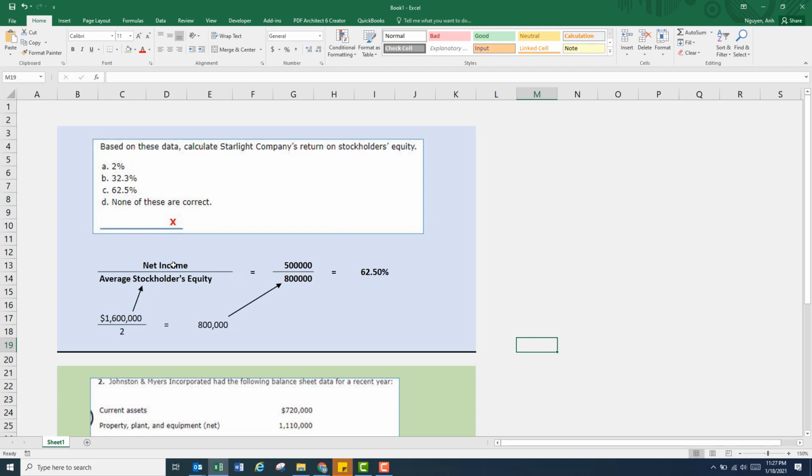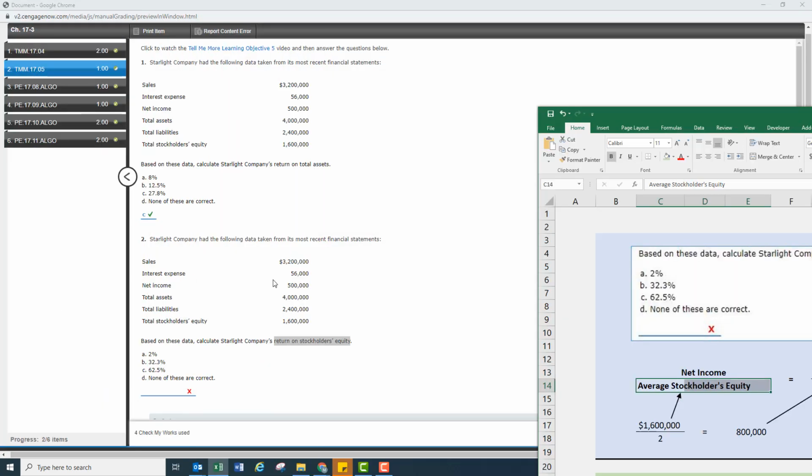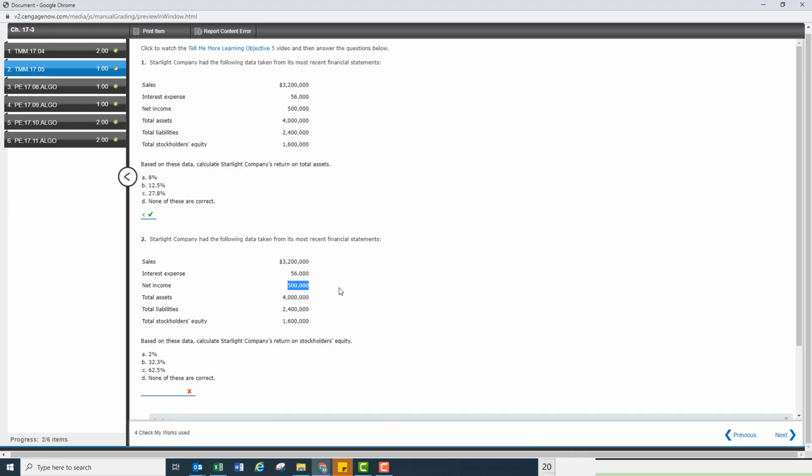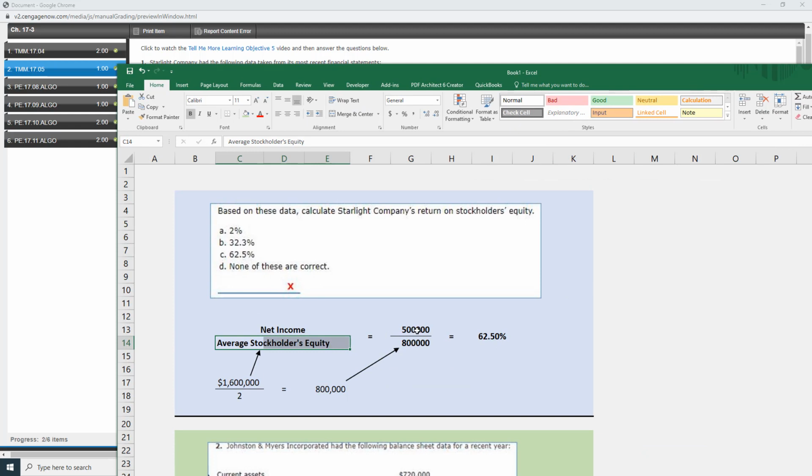The ratio is net income divided by average stockholders' equity. Net income is given in the problem right here, 500,000. So take 500,000 divided by average stockholders' equity. Average stockholders' equity, this may be where you were unable to obtain the answer because you couldn't figure out what is the average stockholders' equity.